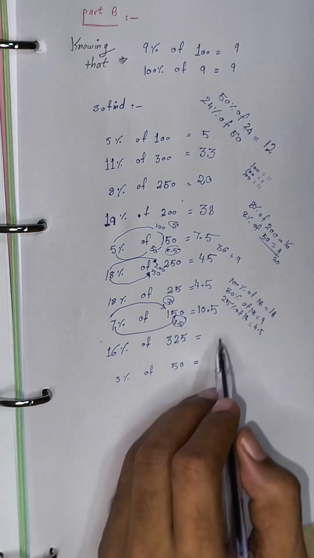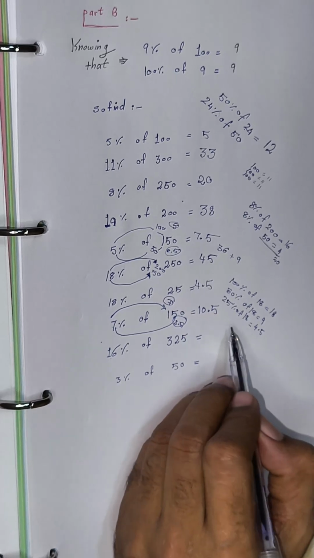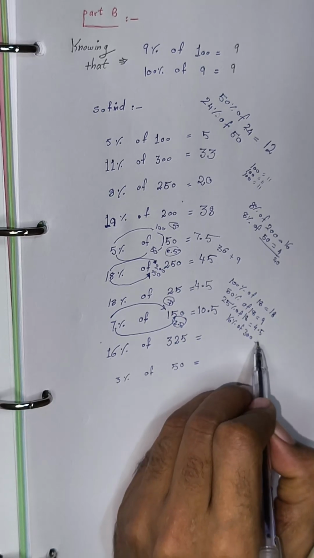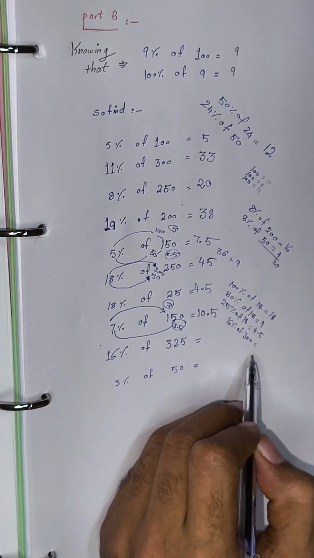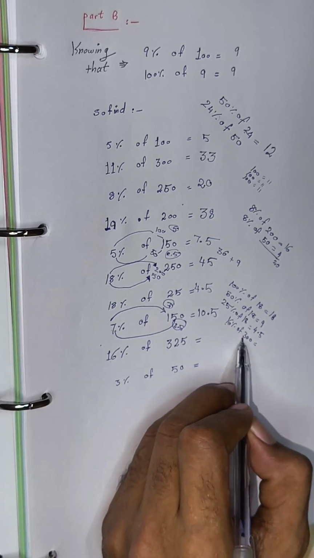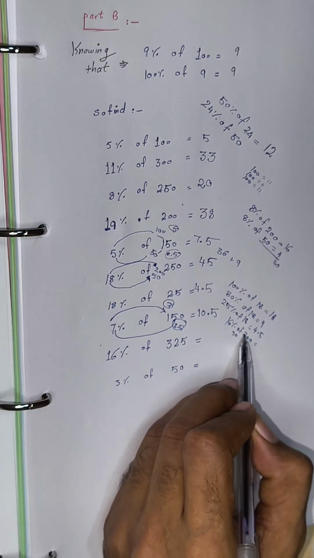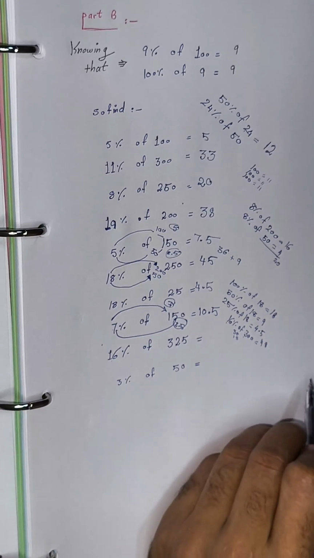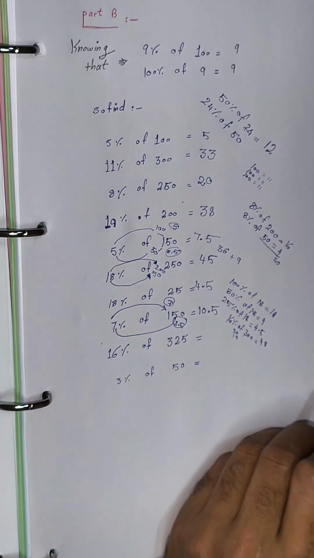So what's 16% of 325? That's a lot, isn't it? Let's just do it here. So what's 16% of 300? It's just 16 times 3. So 16 times 3, I can just do 10 times 3, which is 30, and 6 times 3, which is 18. So 16% of 300 is 48, it's 30 plus 18.